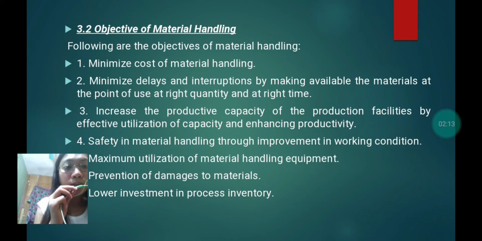And four, safety in material handling through improvement in working condition, maximum utilization of material handling equipment, and prevention of damages to the materials, lower investment in process inventory.